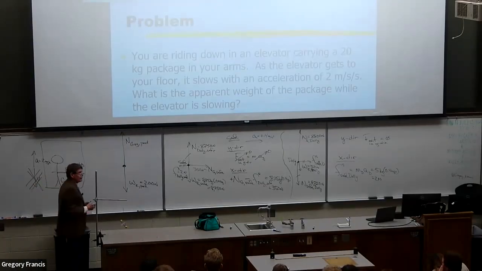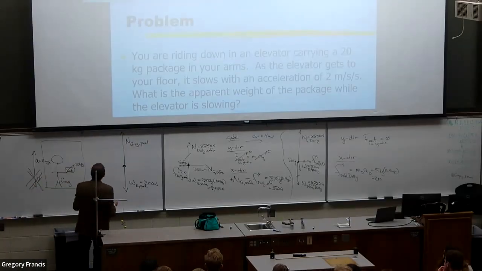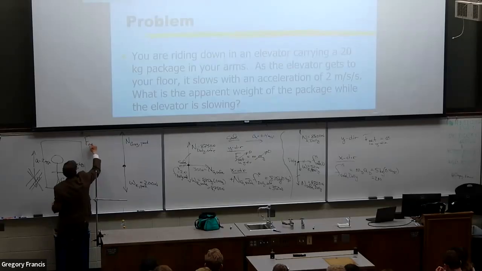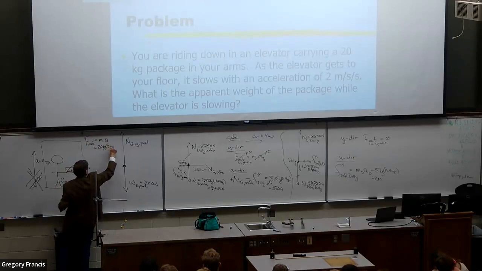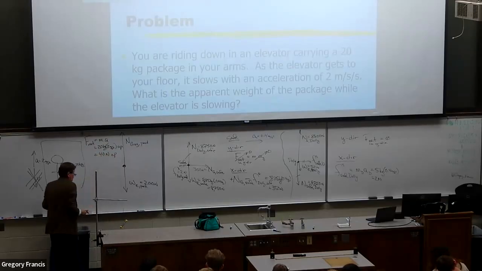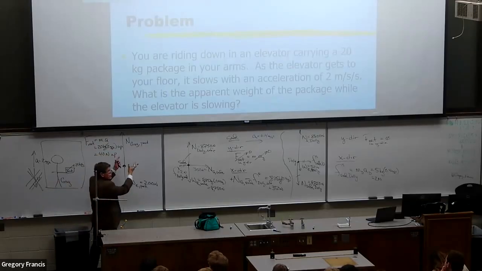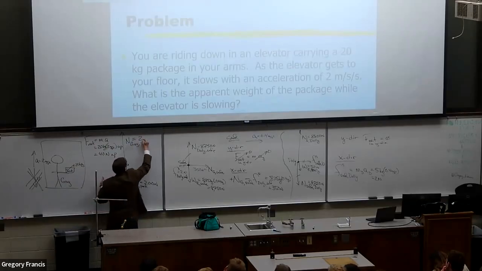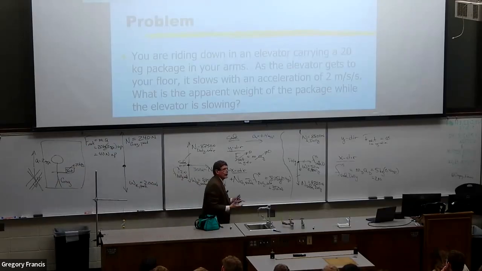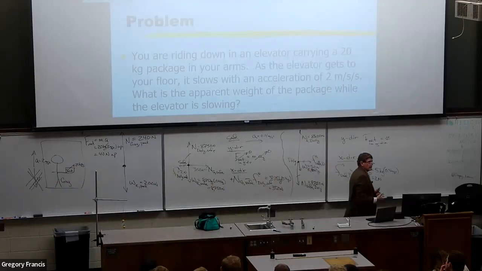Well, how loud should it scream? That's given by Newton's second law. F net equals ma. We're taking a 20 kilogram package and accelerating it by 2 meters per second squared up. I need a scream of 40 newtons up. So in order for this diagram to scream up by 40 newtons, this has to be 240 newtons. And that's how heavy the package is going to feel while I am slowing down.